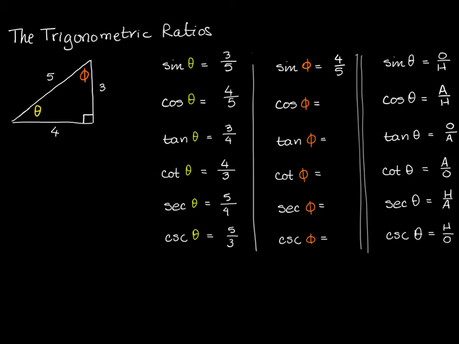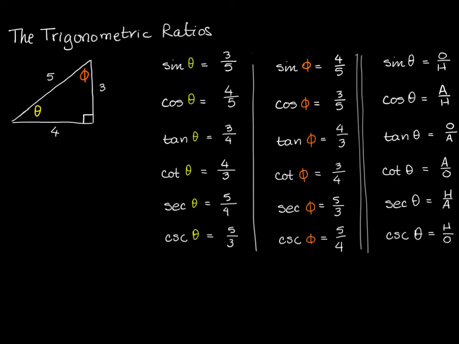Cosine is adjacent over hypotenuse, so from this perspective here, the cosine of phi is 3 over 5. The tangent of phi is opposite over adjacent, or from phi's perspective, 4 over 3. The cotangent is adjacent over opposite, which is 3 over 4. The secant, hypotenuse over adjacent, is 5 over 3. And the cosecant is hypotenuse over opposite, or 5 over 4.